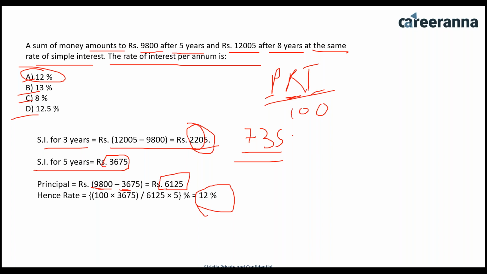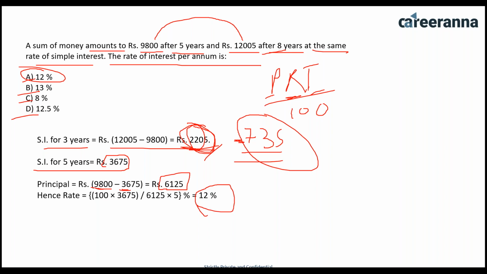You can directly solve it like 735. Some of you have done it, I guess. Okay, Kshitij, I have to explain it again. So as per the question, a sum of money amounts to 9800 after 5 years and 12005 after 8 years. That means in 3 years there was a gain of 2205, right? If in 3 years on simple interest, interest is this, so for 1 year it would be divided by 3. And if I divide this number, that is 2205 by 3, I get 735.